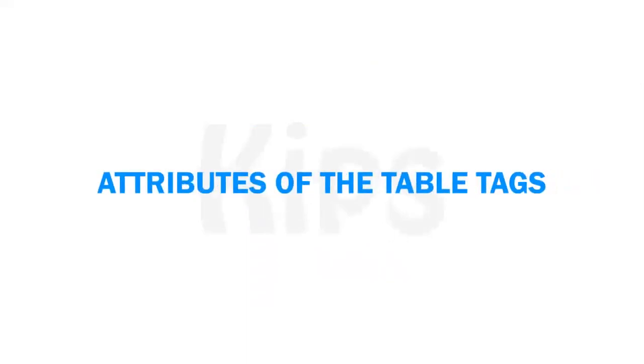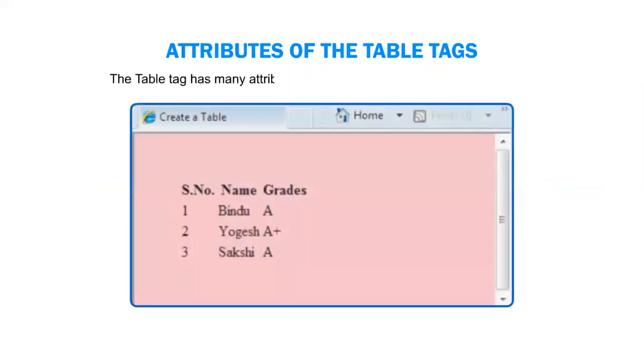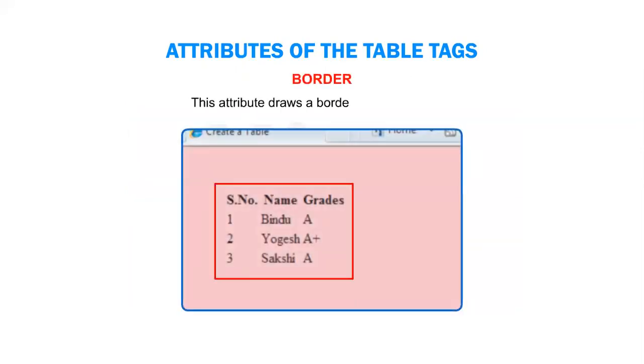Alright, let us discuss the attributes of the table tag. The table tag has many attributes which appear between the table tags. We can enhance the appearance of a table by using these attributes. Let's learn about a few of them. Border. This attribute draws a border around the table. It specifies the width of the border of a table.